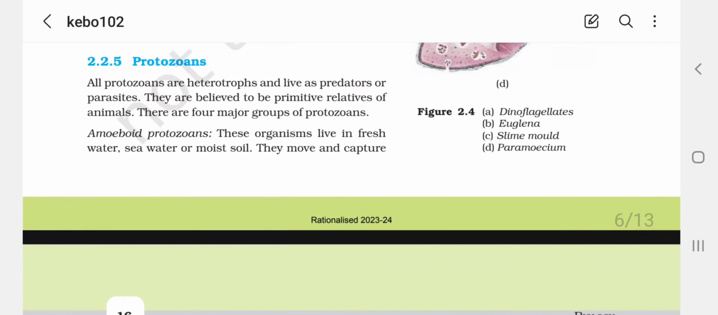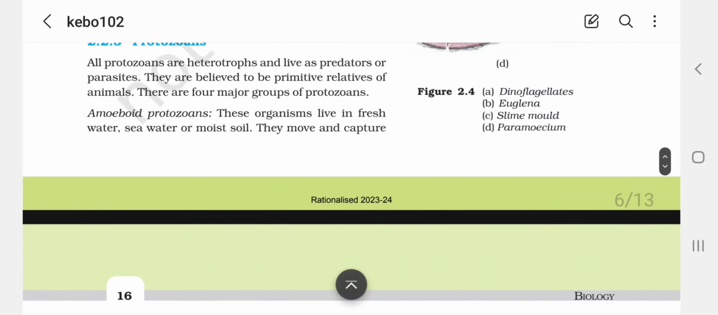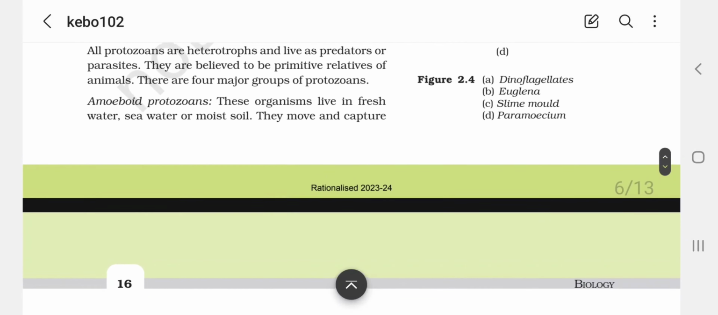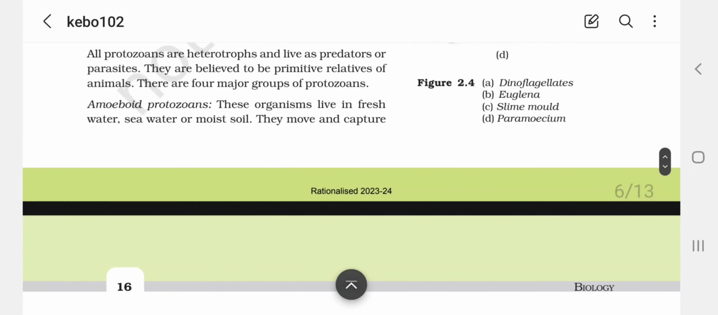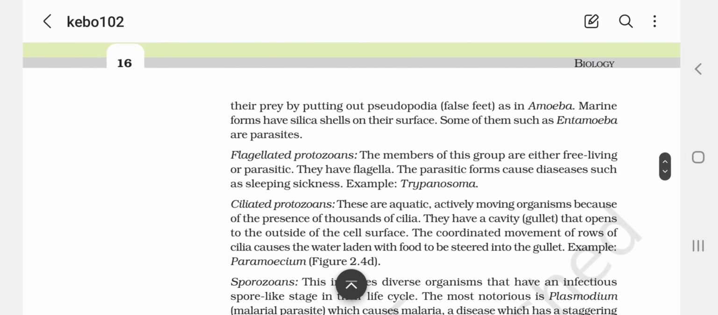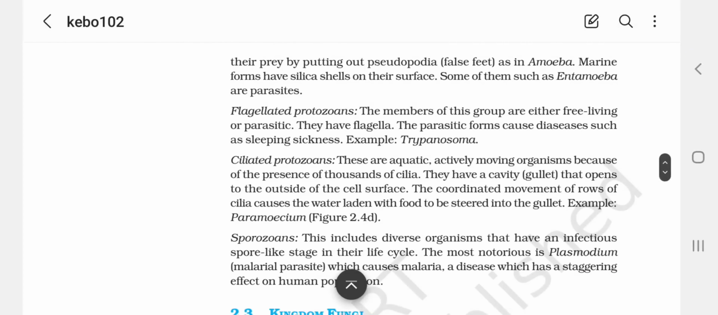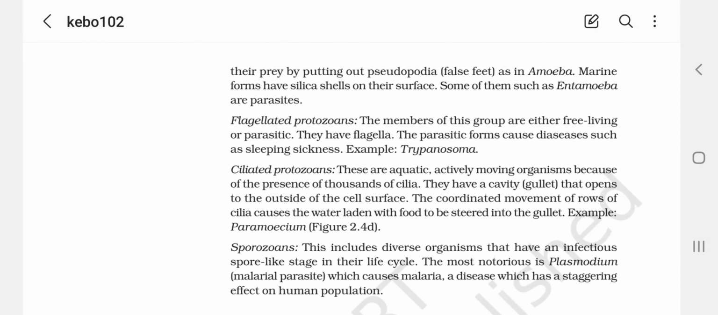2.2.5 Protozoans. All protozoans are heterotrophs and live as predators or parasites. They are believed to be primitive relatives of animals. There are four major groups of protozoans. Amoeboid protozoans. These organisms live in fresh water, seawater, or moist soil. They move and capture their prey by putting out pseudopodia, false feet, as in Amoeba. Marine forms have silica shells on their surface. Some of them, such as Entamoeba, are parasites.